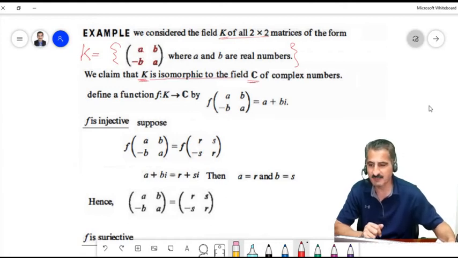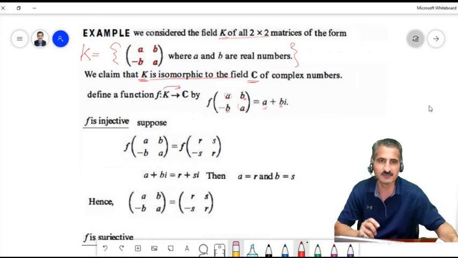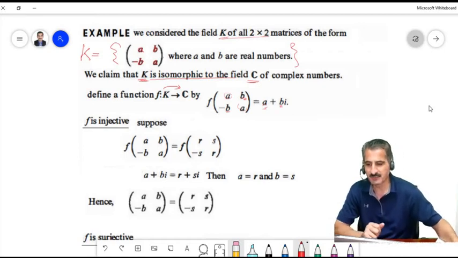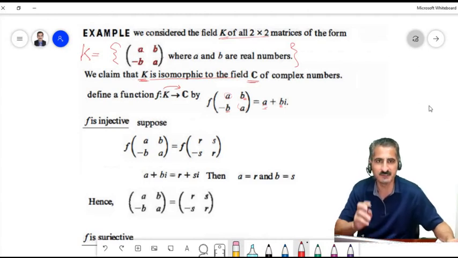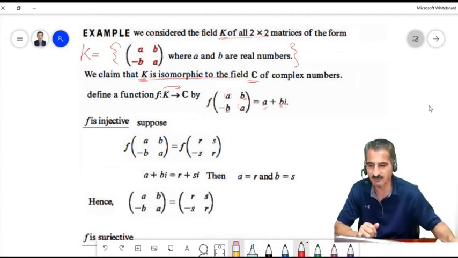And the map that takes K to C is simply take this element in here and make it as the real part of the complex number, and the element that is at that corner multiply it by I, so it is the imaginary part of the complex number. So we will show that F is injective, surjective, and it preserves the two properties that we have already seen.